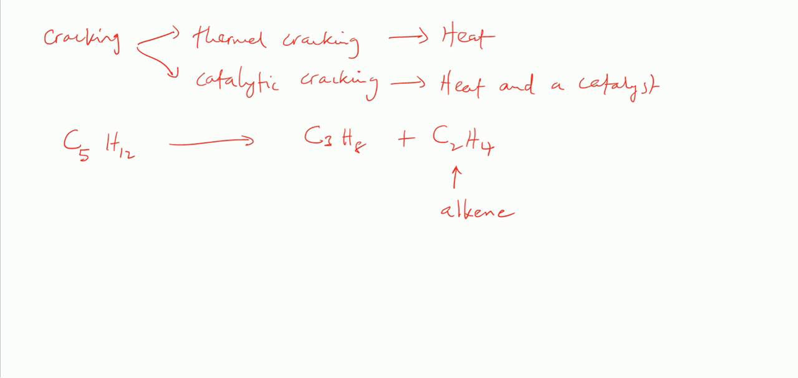Okay, so make sure you know what is meant by cracking. Cracking is a process by which we use either heat or a catalyst in order to break up a large hydrocarbon molecule into smaller hydrocarbon molecules, and usually one of them may be an alkene. Okay, so that is the definition for cracking. Just know that we have 2 types of cracking: thermal cracking and catalytic cracking. The difference between the two is that thermal cracking uses only heat, whereas catalytic cracking uses heat and a catalyst. Okay.